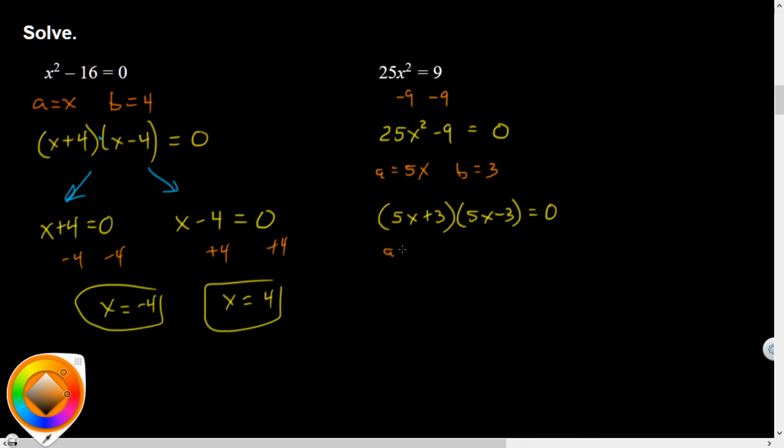So let's see. Oh, wait, what am I doing? I was going to say A and B again. I'm crazy. All right, these two things multiply to be 0. Break it up. So either 5x plus 3 equals 0 or 5x minus 3 equals 0. So subtract 3. How do I get x by itself here?